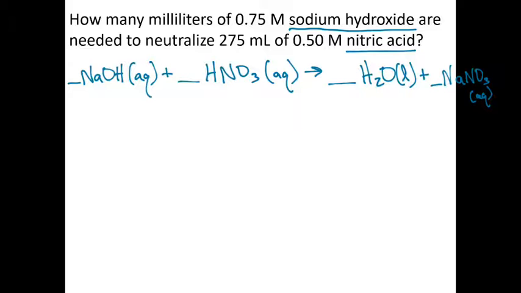All right, this one looks like it's balanced already. I got one sodium on both sides. I have two hydrogens on both sides. Nitrate stuck around, and then the oxygen from hydroxide became part of the water. So it's a 1-to-1 ratio. That's nice.